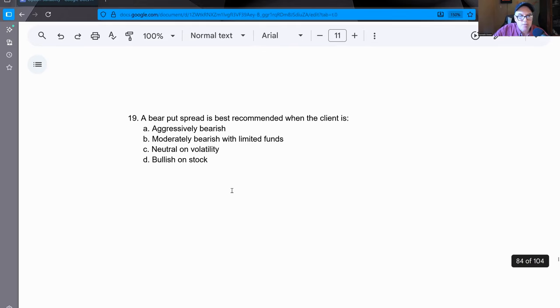A bear put spread is best recommended when the client is, we know, bearish. So it's not aggressive, because a spread is not. I did this on purpose, I wanted both sides. Not aggressive, not neutral, not bullish. You want moderately bearish with limited funds. I love it. I think we're on to the new ones now.